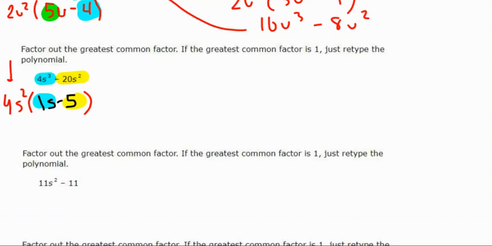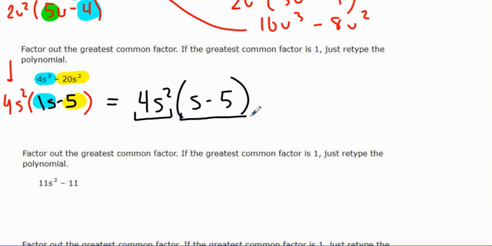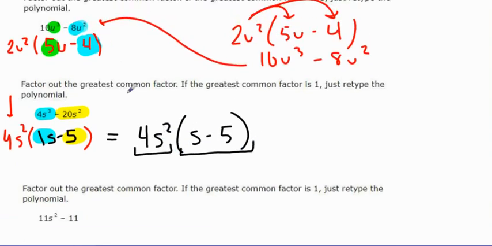Remember from past lessons that 1s is the same as s, so simplified this would be 4s squared times s minus 5. So I changed a difference of terms into a product of factors. This times this: these are my two factors. I took it out of a sum of terms and broke it into a product of factors.